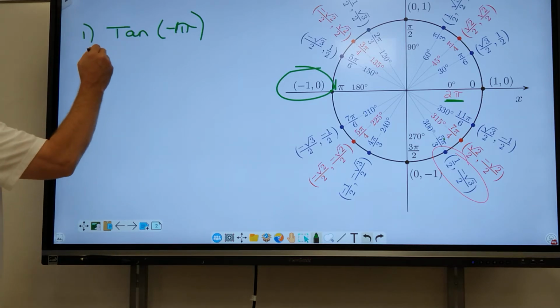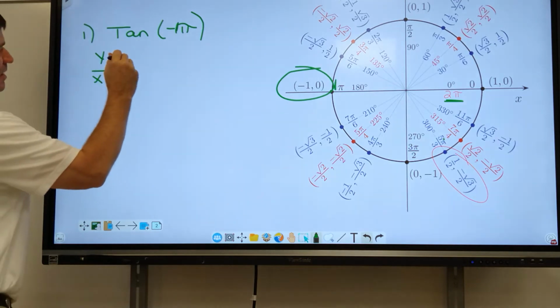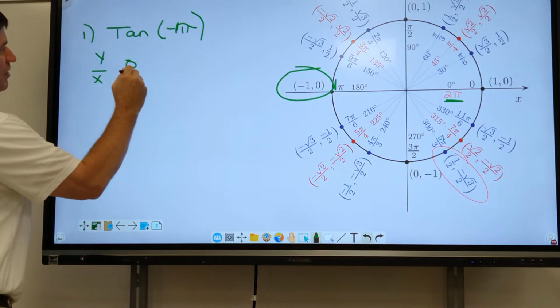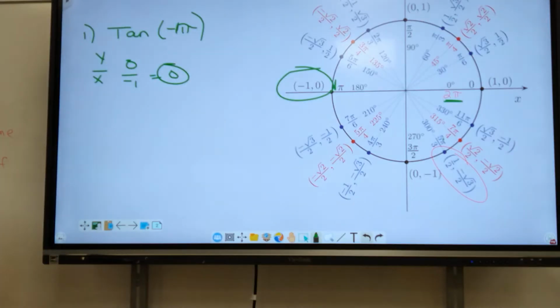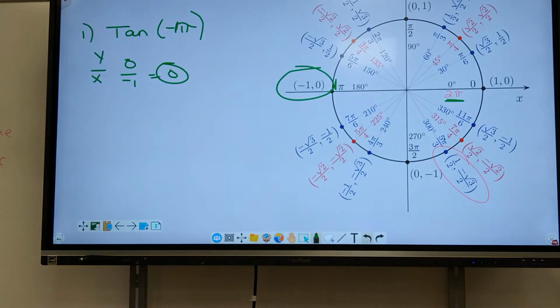Alright, formula for tangent, y over x. I got 0 over negative 1, which is 0. About as easy as we make it. Alright, you guys can do number 2. Let's do number 3.